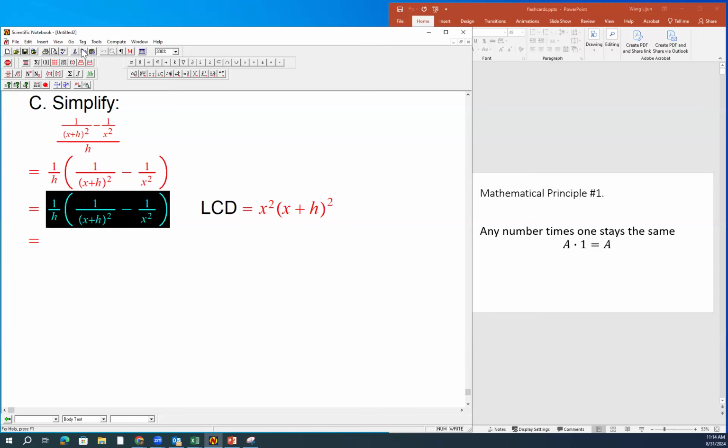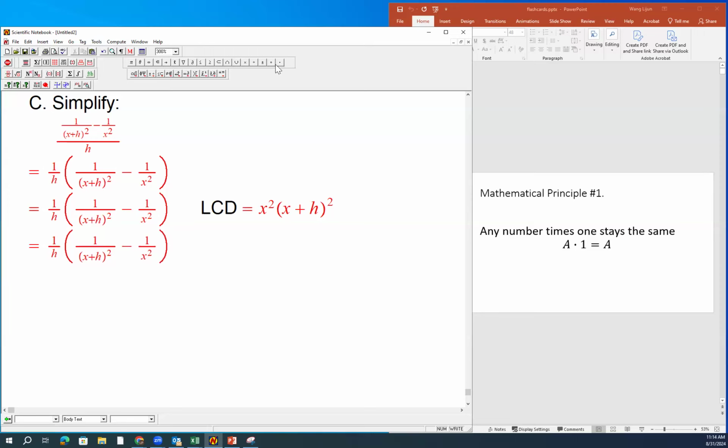Okay, so on this piece, I'm gonna multiply x squared over x squared. On the next piece, the principle I'm using is mathematical principle number 1. You can see mathematical principle number 1 is used many times over, very often. So we got the common denominator, okay?